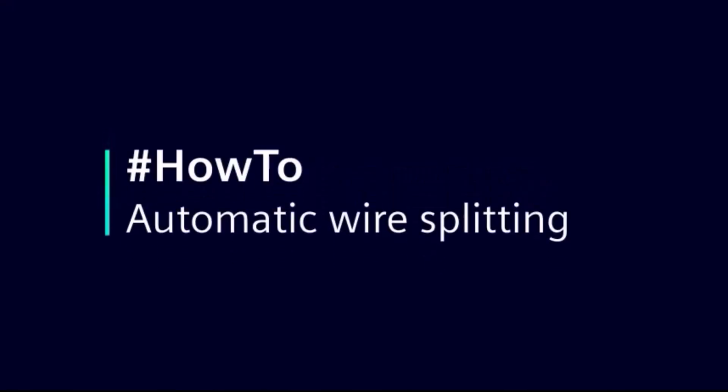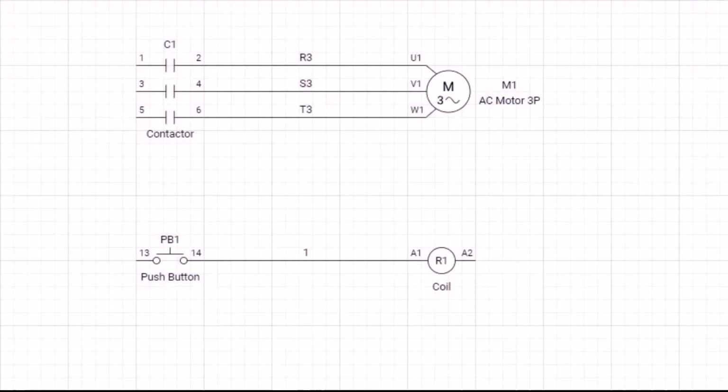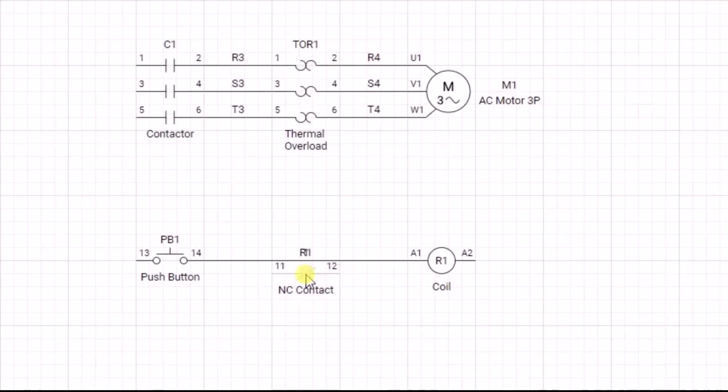Change is constant in electrical engineering, and when you want to insert a symbol into your circuit, ElectroX automatically splits your wires and renames them accordingly. For example, we have forgotten to insert a thermal overload into a circuit, and when we drop a thermal overload onto a circuit, ElectroX automatically splits the wires and renames them accordingly, saving you all the hassle of rewiring. Wire splitting also works on control circuits, power circuits, pneumatic, hydraulic, and P&ID circuits.